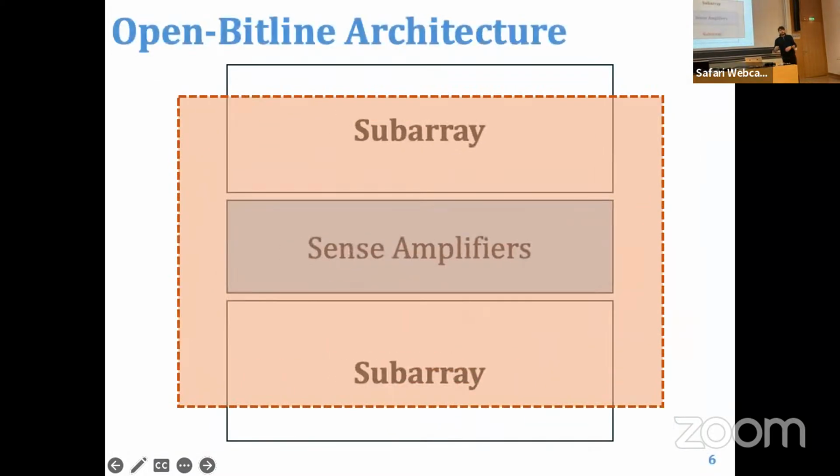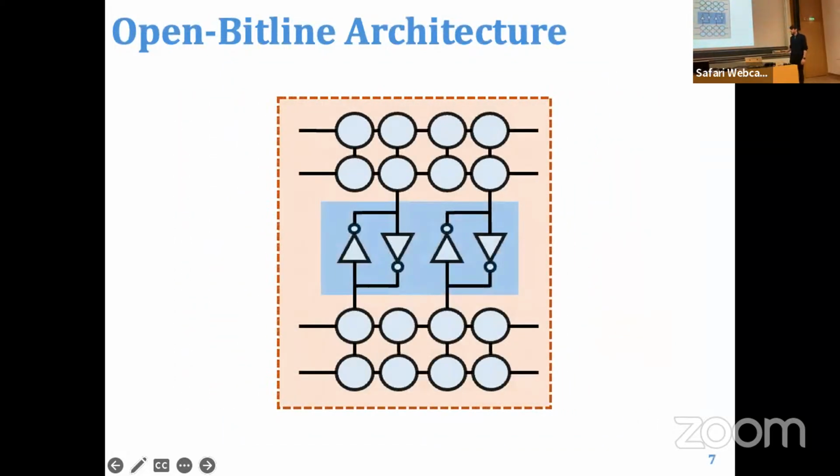Now, DRAM manufacturers, in order to increase the capacity of DRAM, have employed a new architecture called open bitline architecture, which looks something like this. This means that from the bottom subarray, column 0, 2, 4, etc., is connected to the sense amplifier from the bottom part, and from the top subarray, column 1, 3, etc., is connected from the top part. This way, we have half of the sense amplifiers that we have otherwise.